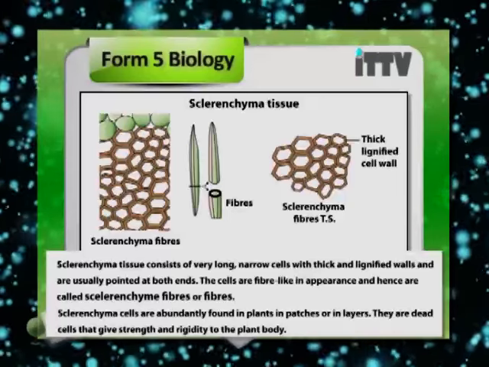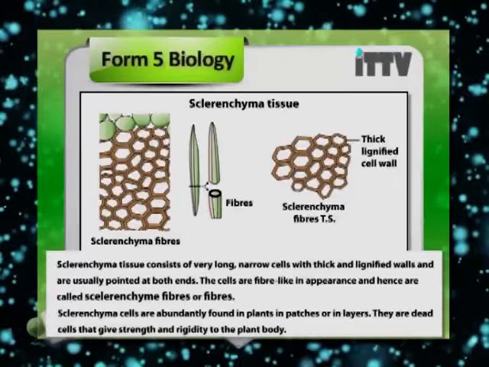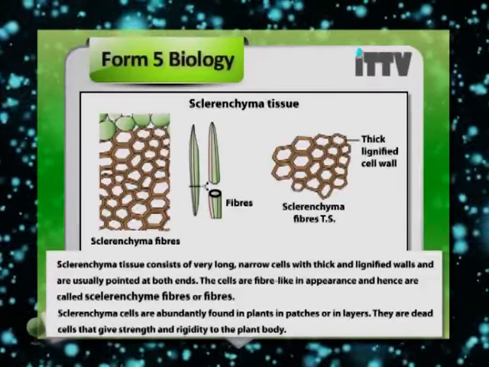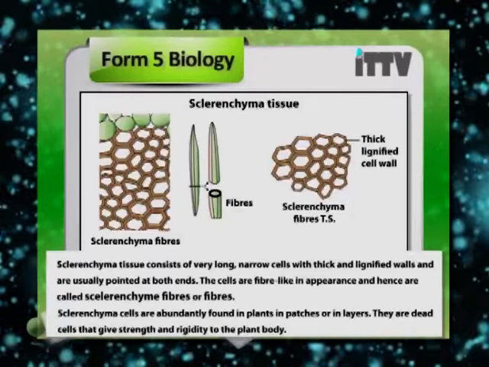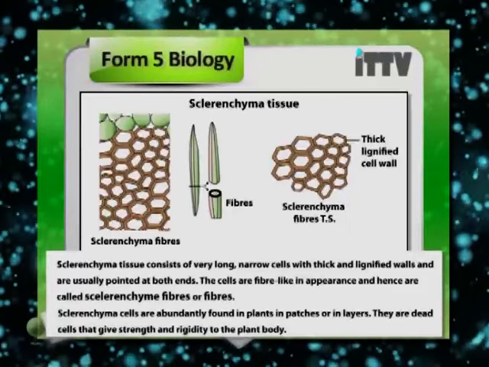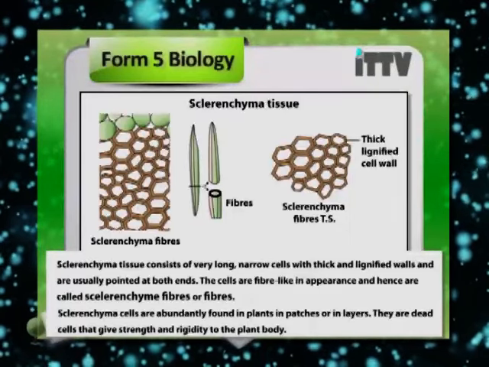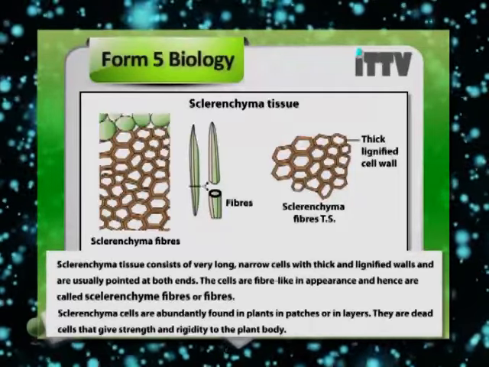So the sclerenchyma tissue consists of very long, narrow cells with thick and lignified walls and are usually pointed at both ends. The cells are fiber-like in appearance and hence are called sclerenchyma fibers or fibers. Sclerenchyma cells are abundantly found in plants in patches or in layers. They are dead cells that give strength and rigidity to the plant body.